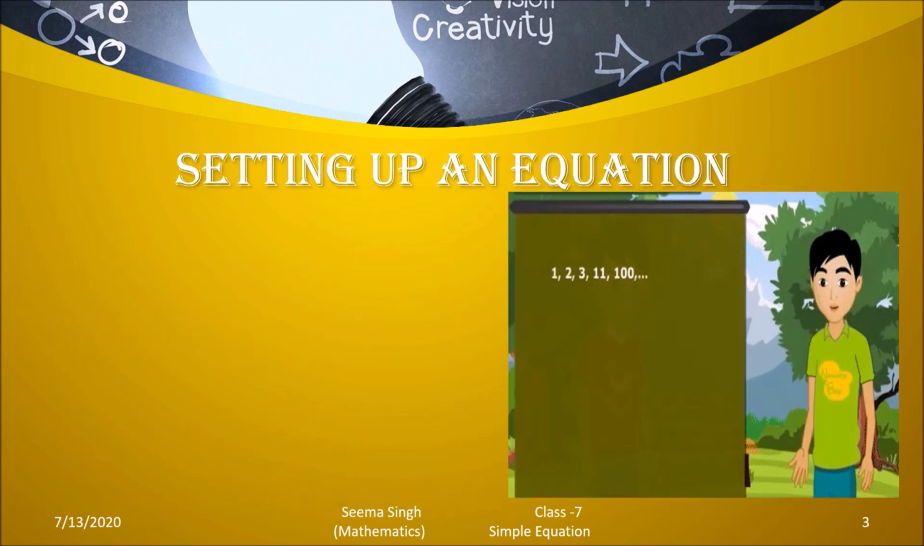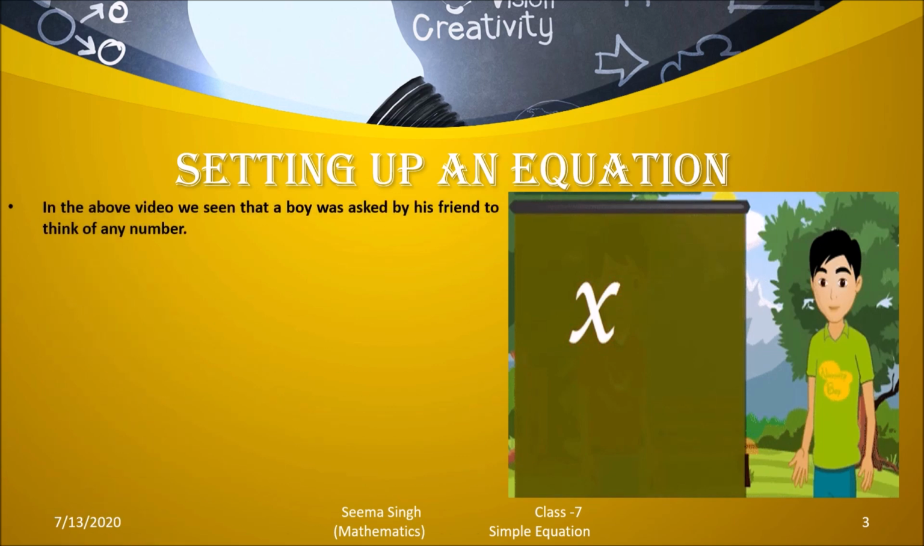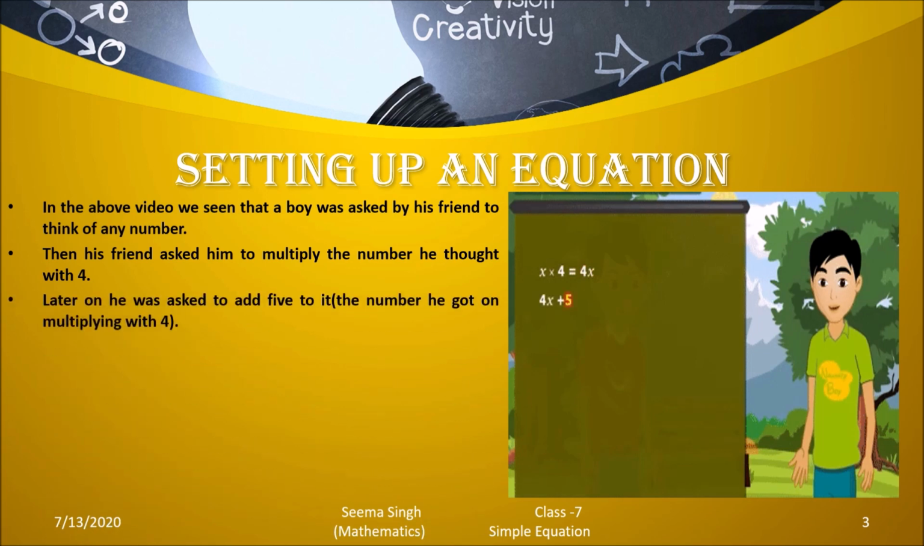Now let's try to understand how we can set up an equation. In the previous video we have seen a boy asked his friend to think of any number. Let us say the number was x. Then he asked his friend to multiply that number with the digit 4. So it became 4x. Later on he asked his friend to add 5 to it. So it became 4x plus 5.